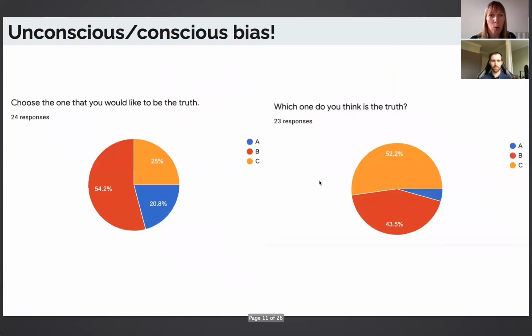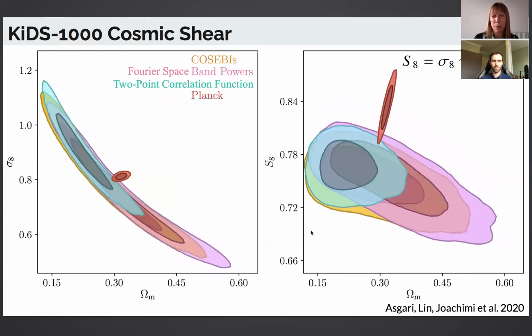You might be interested in a poll that we took at the unblinding party. Here, which blind would you like to be the truth? The majority of our team wanted a 4 sigma tension with Planck. So we could really make a media splash. And which one did we think was the truth? Well, most of us thought there would be some tension with Planck, since we'd found that with our previous data analyses. And the result, which Tilman's going to take you through in a bit more detail about exactly how we quantify that tension, it's roughly a 3 sigma tension with Planck that we're finding. So this is the final result for the cosmic shear measurement, so there's no blinding in here.